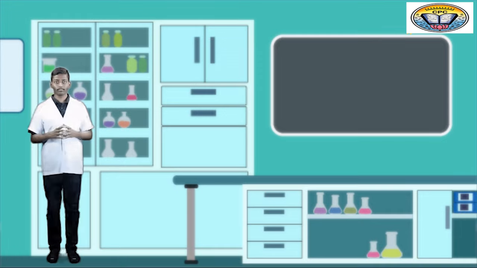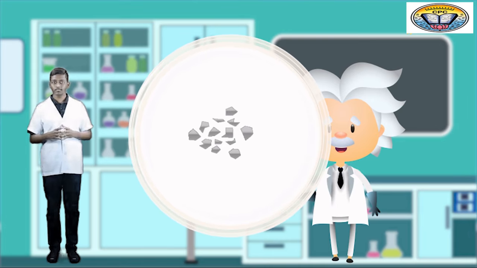Remember, earlier we kept a dish in the sunlight. Now get the dish back. Do you observe any difference? Yes, the white crystals of silver chloride have changed into grey color. This is due to the decomposition of silver chloride into silver and chlorine.